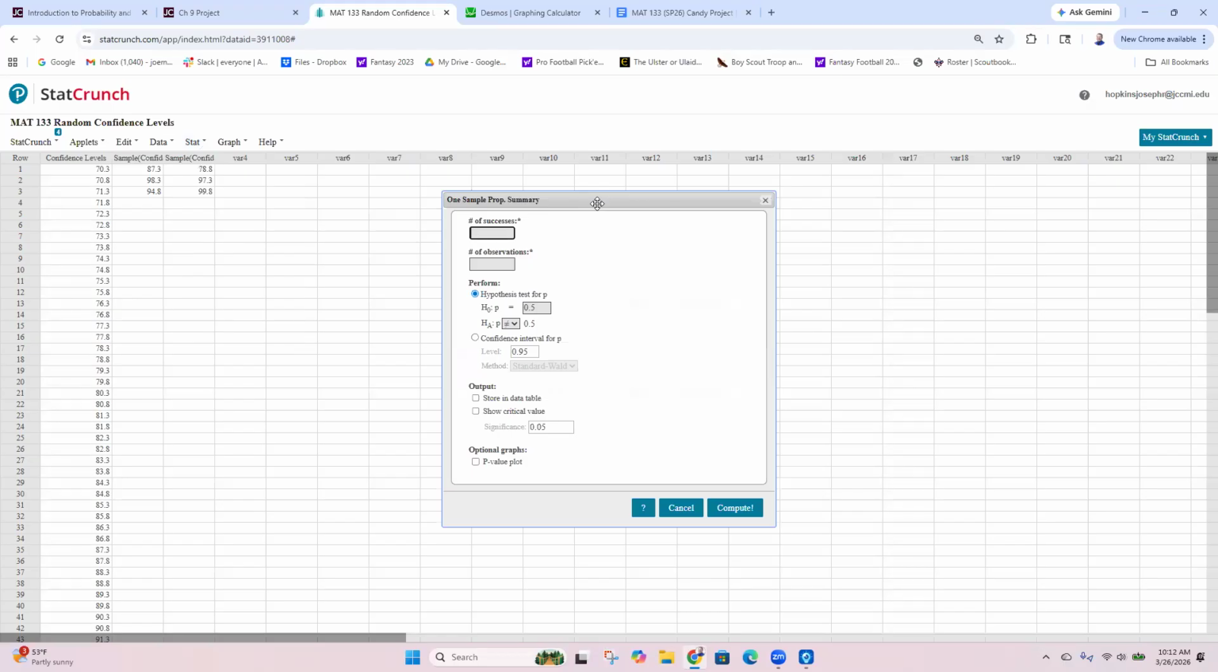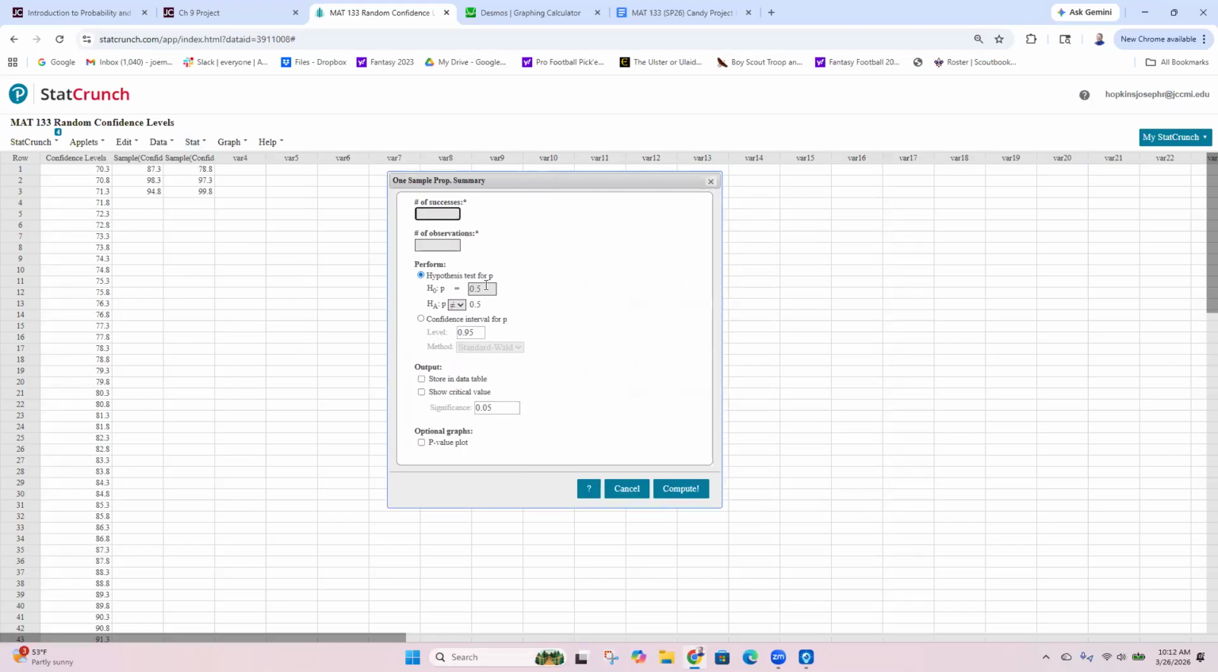This is going to calculate a confidence interval for you, instead of having to put it in the calculator with the formula. So here's what you do. You put in your number of successes, which would be your X value. Mine was 21; I had 21 blues. So whatever your X value is. Number of observations is your sample size, so whatever your N is.